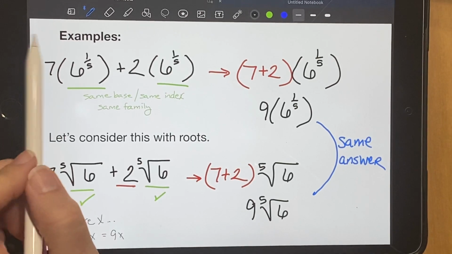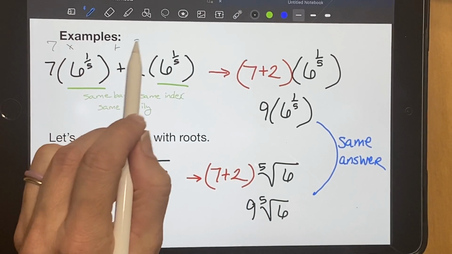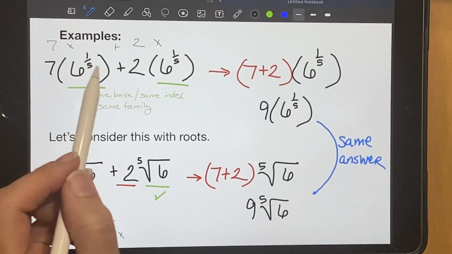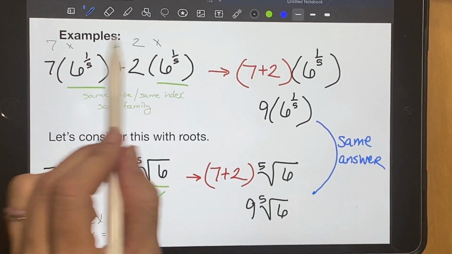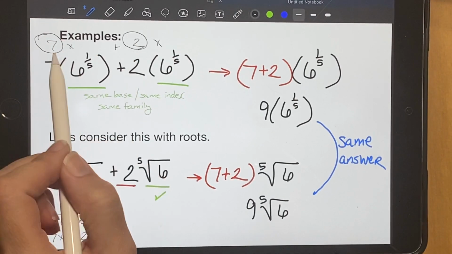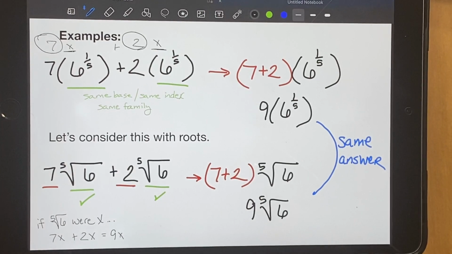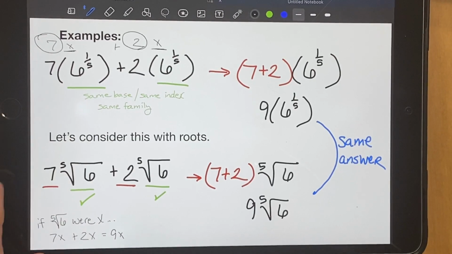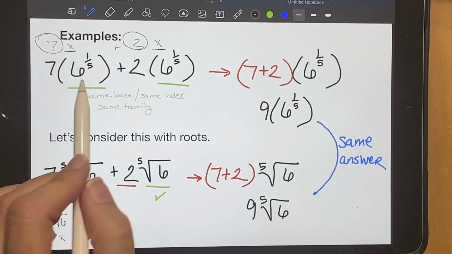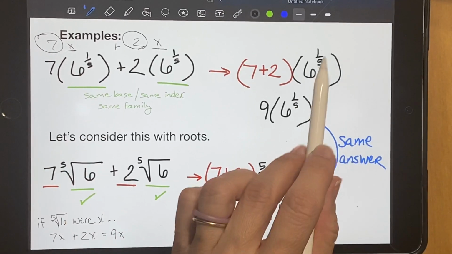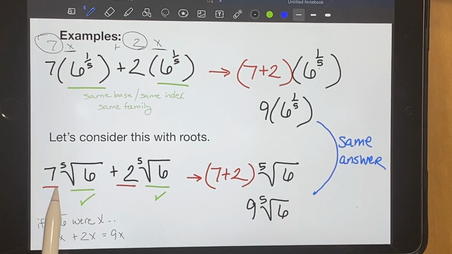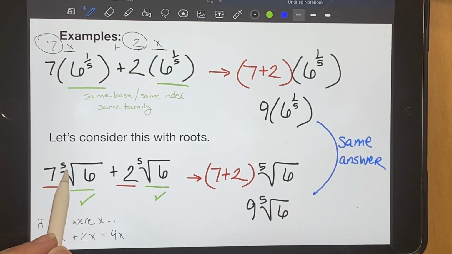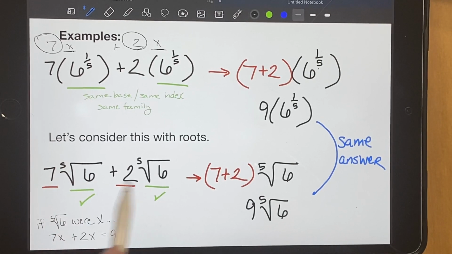In this one, we would be looking at maybe 7x plus 2x. I've got 6 to the 1/5 and 6 to the 1/5. They're the same base, same index, like families. So we can add those together. We simply add our coefficients, and we keep our radical, our fractional exponent here the same, 6 to the 1/5. Okay, so now I have 9. And if we turned it into roots, in the same way, I just rewrote it as the 5th root of 6, 5th root of 6. We would add 7 plus 2 would be 9.